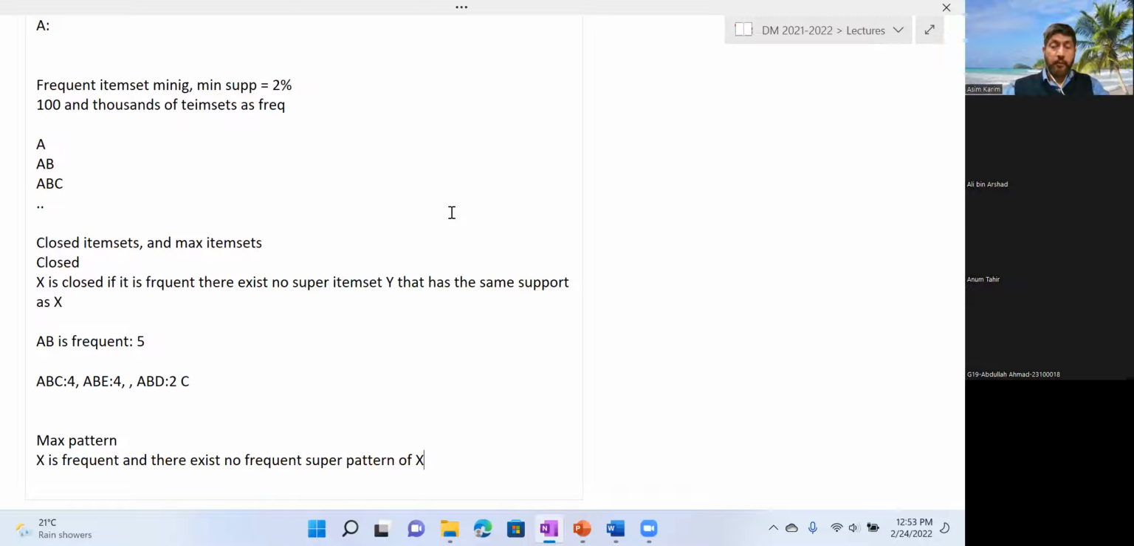So in the example above, AB is frequent. It satisfies the first condition. And let's say minimum support count is 2, or let's say 3. Okay? So the second condition is there exists no super pattern of AB that is frequent, which is false in this case because AB has a super pattern ABC which is frequent and ABD which is frequent. So AB would not be a max pattern. AB, of course, is a closed pattern, but it's not a max pattern. So as I said, max pattern's condition is stricter than the condition for closed pattern.